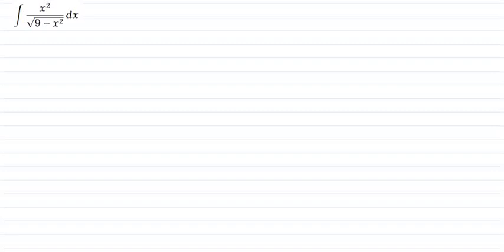So to integrate this one, I'm going to use trig substitution, where I'll say let x be equal to 3 sine theta. The reason why I've let x be equal to 3 sine theta is that I want to come up with a way of producing 1 minus sine squared theta inside the root.